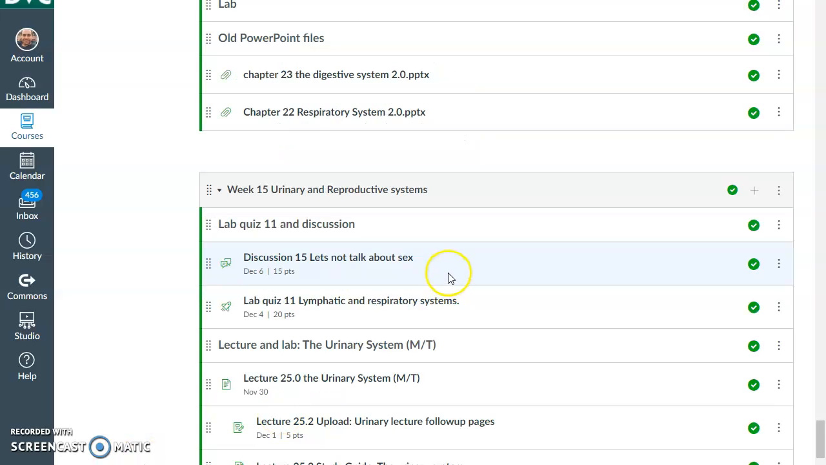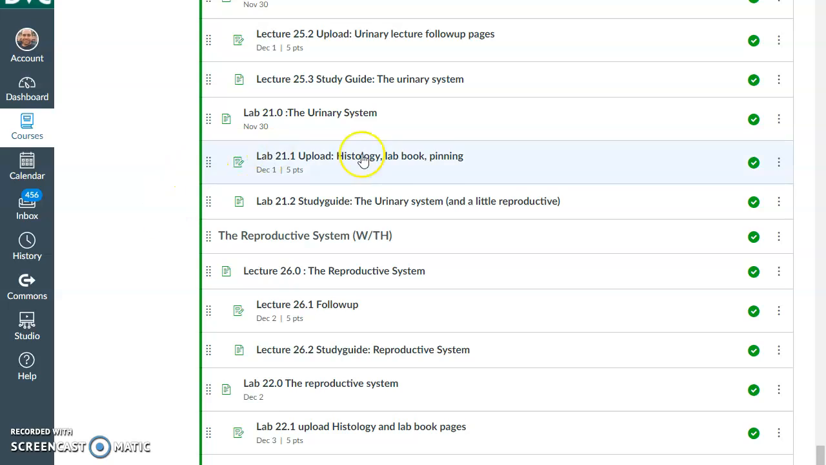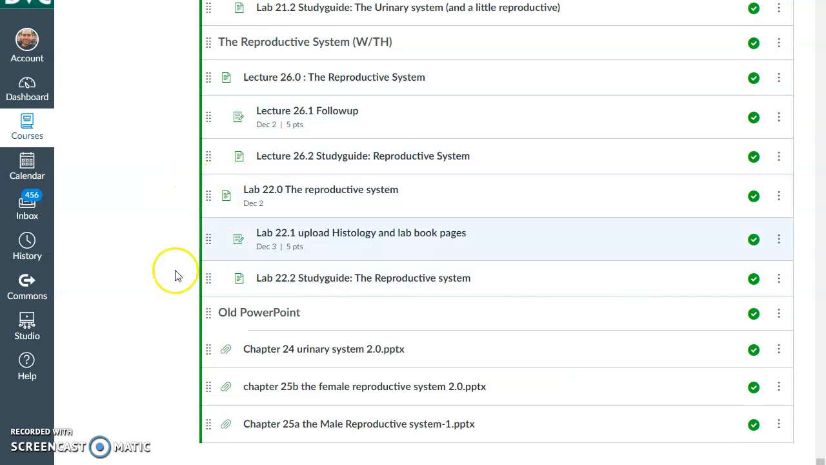Our discussion is due Sunday. We are not going to talk about sex. We're going to talk about everything else about this week except for sex. Your quiz this week is on the lymphatic and respiratory systems. Remember, I will ask about the salivary glands in there as well, and this is due Friday. Discussion is due Sunday. This is our second to last discussion. Discussion 15. Discussion 16 is, what did you learn? So I'll send out a second email this week with the reproductive system. I will see you on Wednesday.